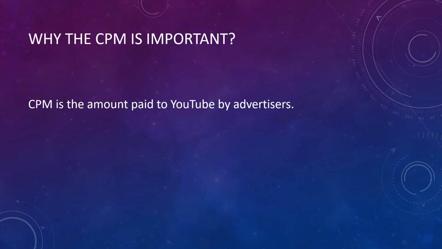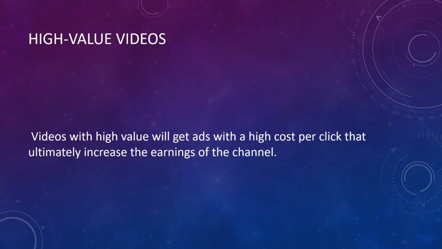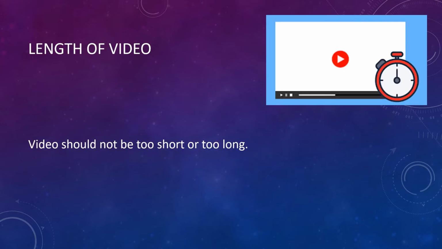Why is CPM important? CPM is the amount paid to YouTube by advertisers. The more they pay, the more revenue your videos will generate. High CPM depends on some factors. High-value videos. Videos with high value will get ads with a high cost per click. That ultimately increases the earnings of the channel.